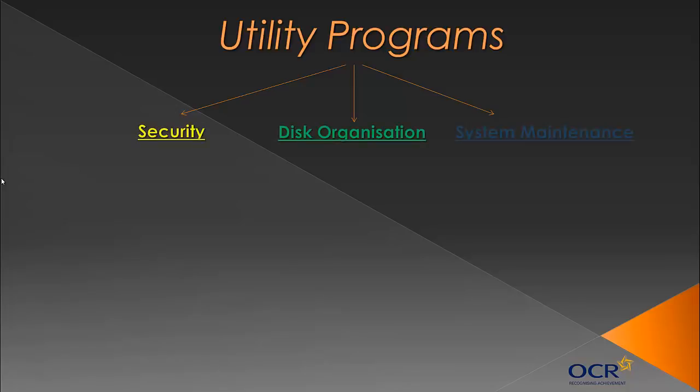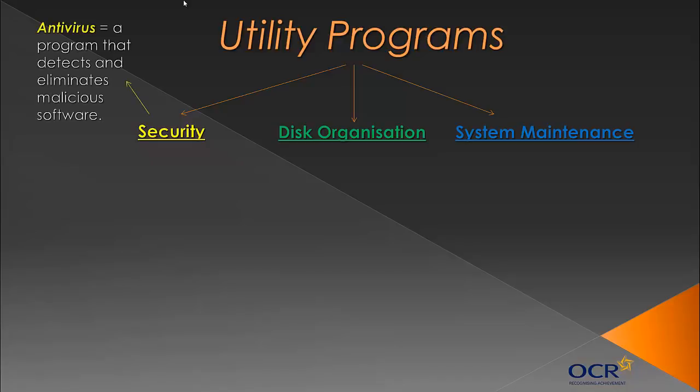So we've got to look at 3 types of utility programs: security, disk organization, and system maintenance. And these are 3 sort of genres of utility programs. These are programs that are used to, how can I define utility? Used to help you in some way.